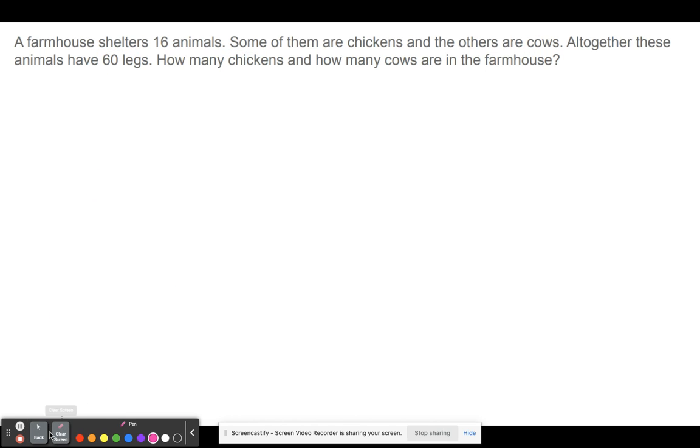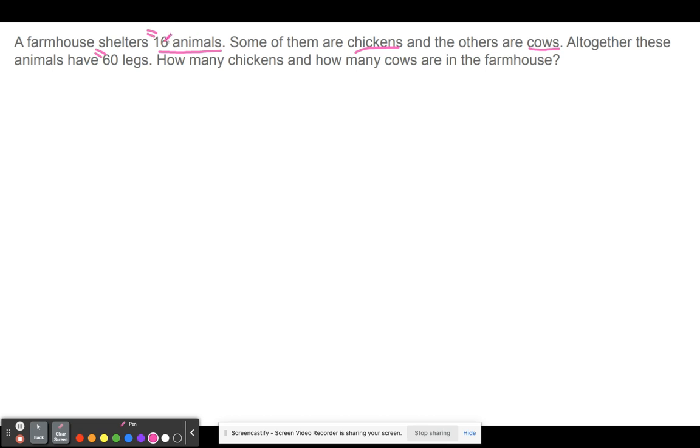Okay, so the next one is about a farmhouse that shelters 16 animals. So that's a key piece of info. Okay, so that's going to be shelters a total of 16 animals. Some of them are chickens. Okay, some of them are cows, and altogether these animals have 60 legs. So there's another total. So there's our two equations.